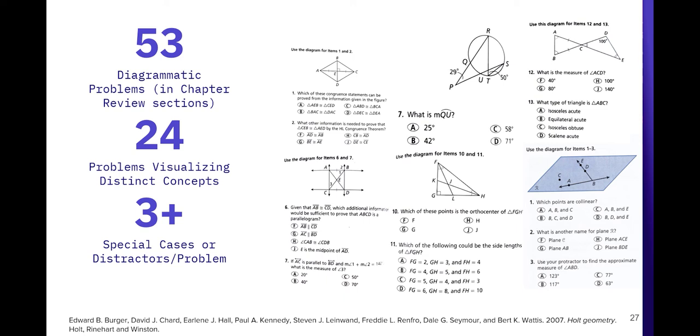Of the 53, we determined that 24 of those original diagrams visualized distinct concepts, such as parallel lines, different types of polygons, angles, etc. For each question, we reframed it in a way so that the original diagram would be considered a correct answer. Then we identified special cases and distractors and determined the series of mutations required to achieve them, just like we did in the example.